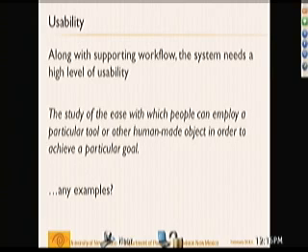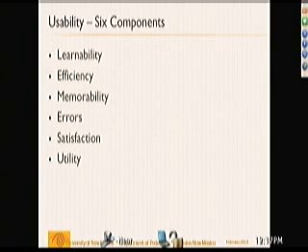So just a quick definition of what usability means. It's the study of the ease with which people can employ a particular tool or other human-made object in order to achieve a particular goal. There are 6 components here, and I thought this was kind of interesting. So just a quick blurb on each one.